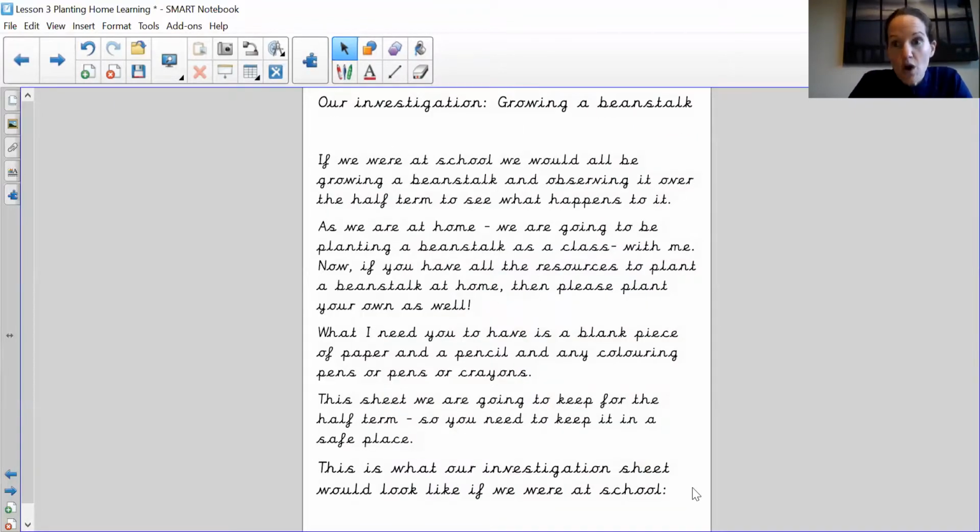So we are going to be growing a beanstalk. How exciting. If we were at school, you would all get to grow a beanstalk, and you'd be observing it over the whole half term to watch it grow. So as we are at home, we are going to be planting a beanstalk as a class, so with me.